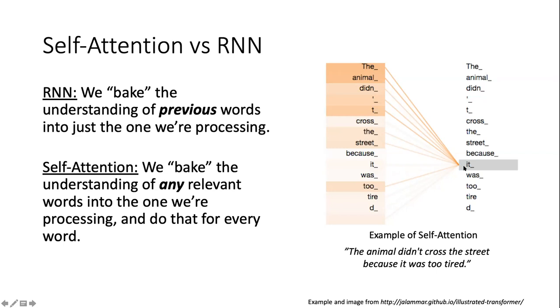So what's the basic mechanism by which they decide that "animal" is more important than "the" and "because" and "cross" and things like that? Essentially, what it boils down to is you're going to form a representation for "it," and you're going to form a representation for "animal." And then you're going to look at how similar those two things are. And the more similar they are, the more you're going to use "animal" in your final representation.